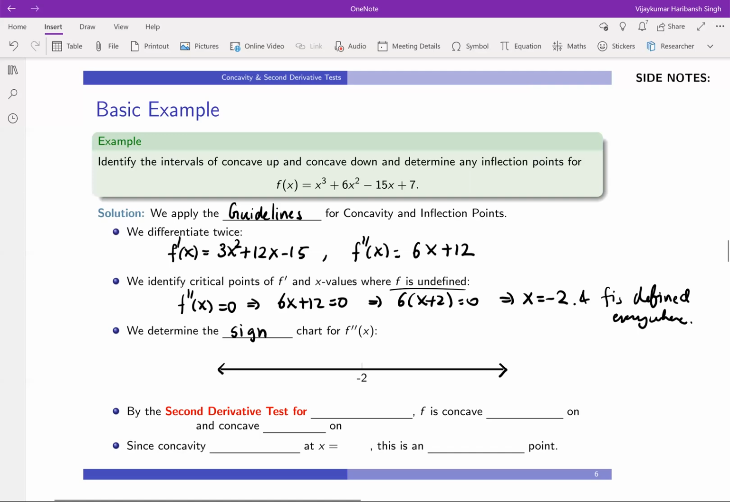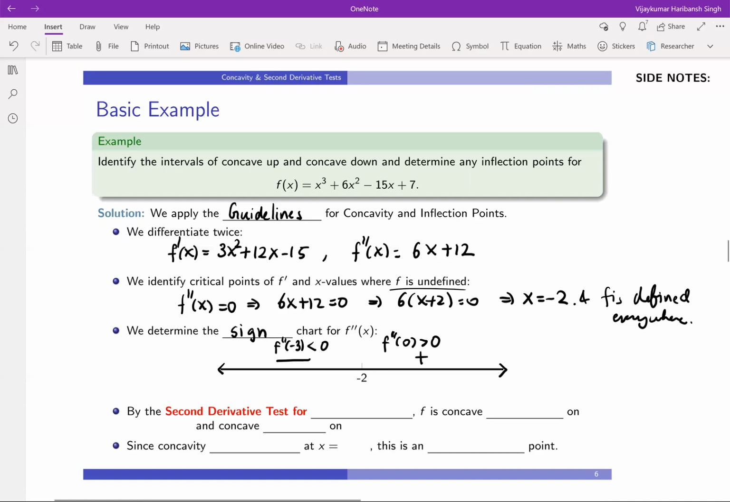If you take minus 3, substitute in this equation, f double prime of minus 3 is going to be minus 3 times 6, which is minus 18. Minus 18 plus 12 is negative. So this is less than 0. So here the sign will be negative. Similarly, let's take a point here on the side. Let's take 0. f double prime of 0 is greater than 0. So here the sign for f double prime is positive.